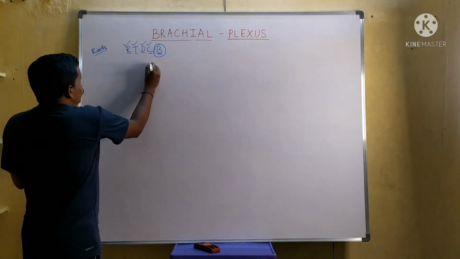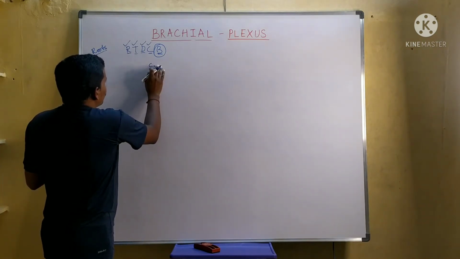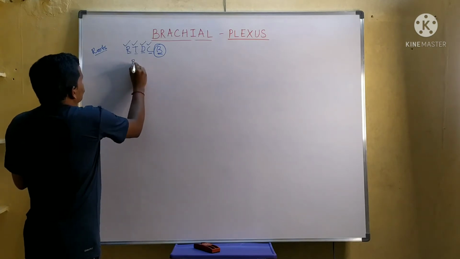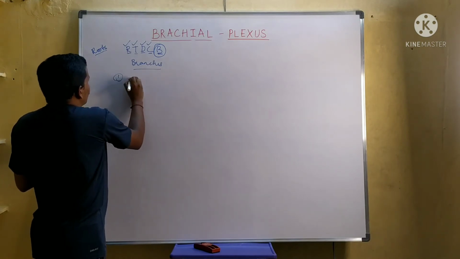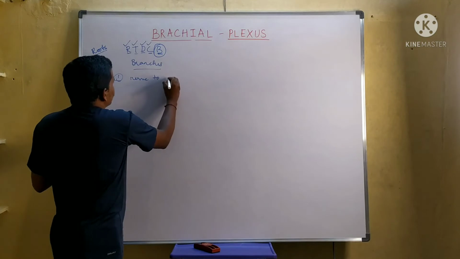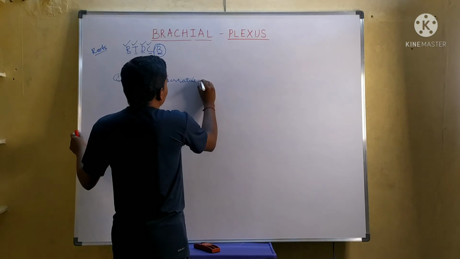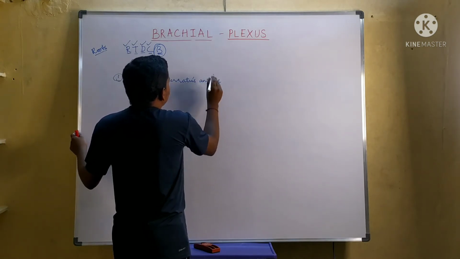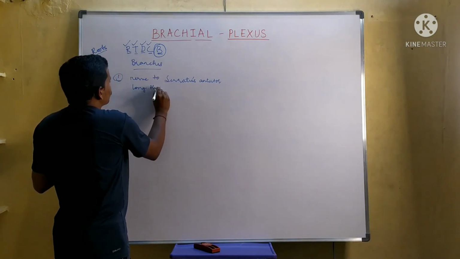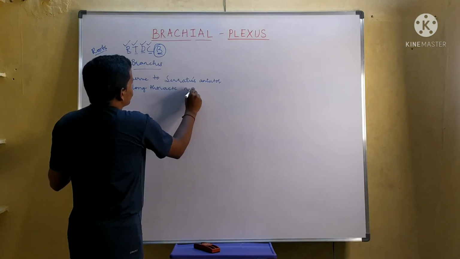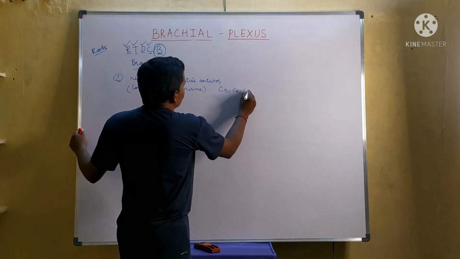Now the roots, C5. These roots give branches. The branches from the roots are, first one, nerve to serratus anterior, which is also known as boxer's muscle. The serratus anterior nerve is also known as the long thoracic nerve. Its root value is C5, C6, C7.